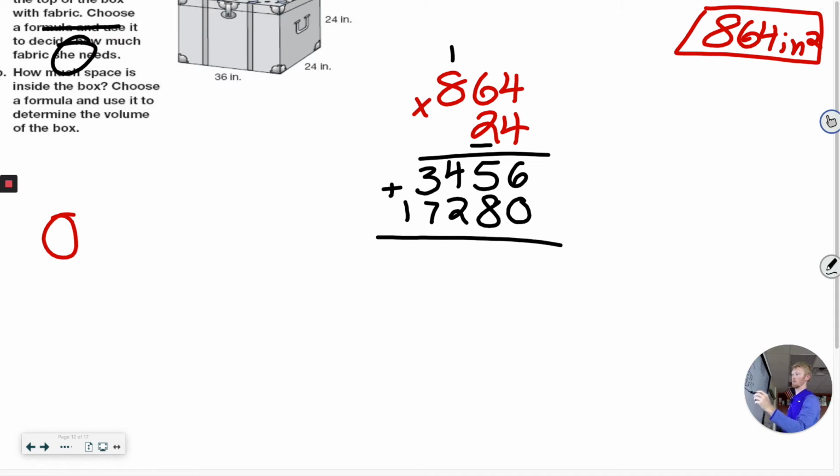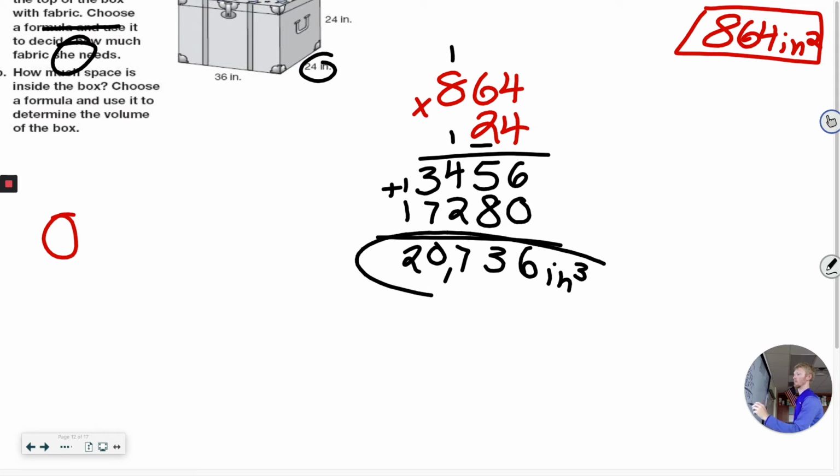Add those up. 6, 5 plus 8 is 13. 4 plus 1 is 5, plus 2 is 7. 7 plus 3 is 10. So there I have my volume, 20,736 inches cubed would be the volume of that box.